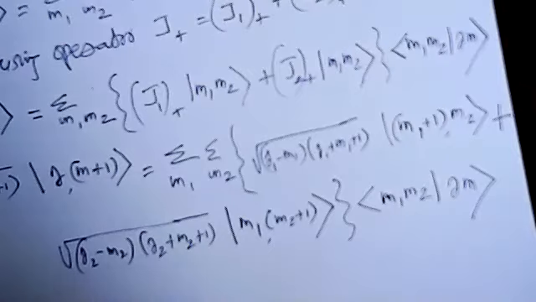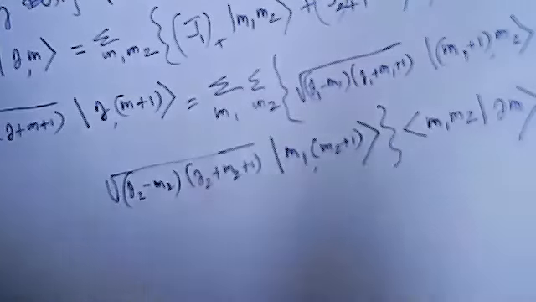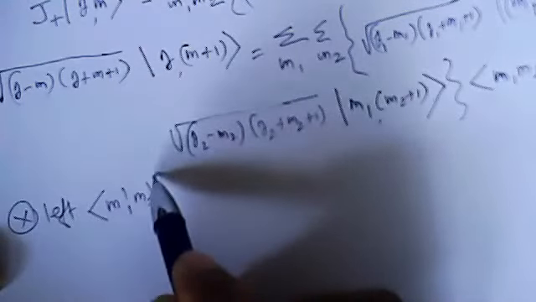Okay, that is a scalar, no change. Is that clear? Now you multiply on the left of all the terms by the bra ⟨m1' m2'|, or take the scalar product with ⟨m1' m2'|.